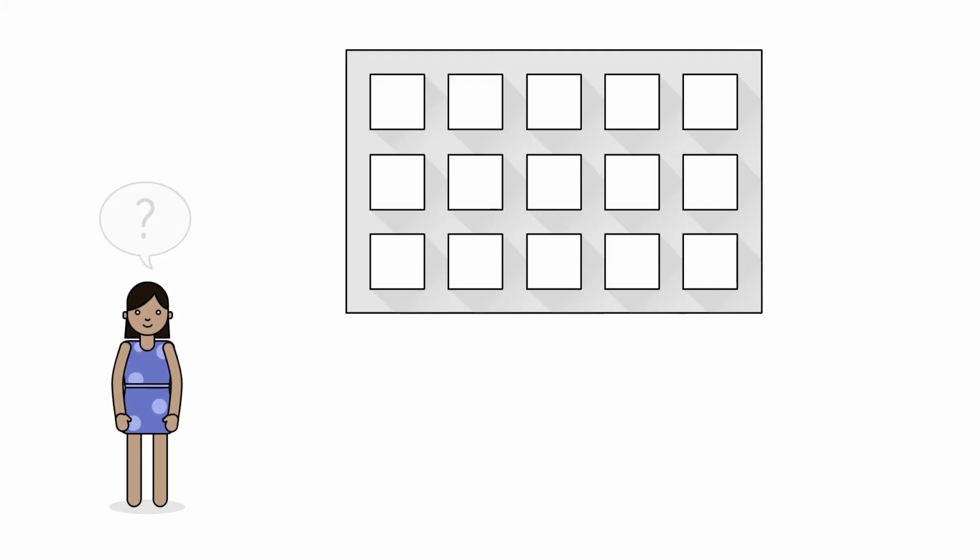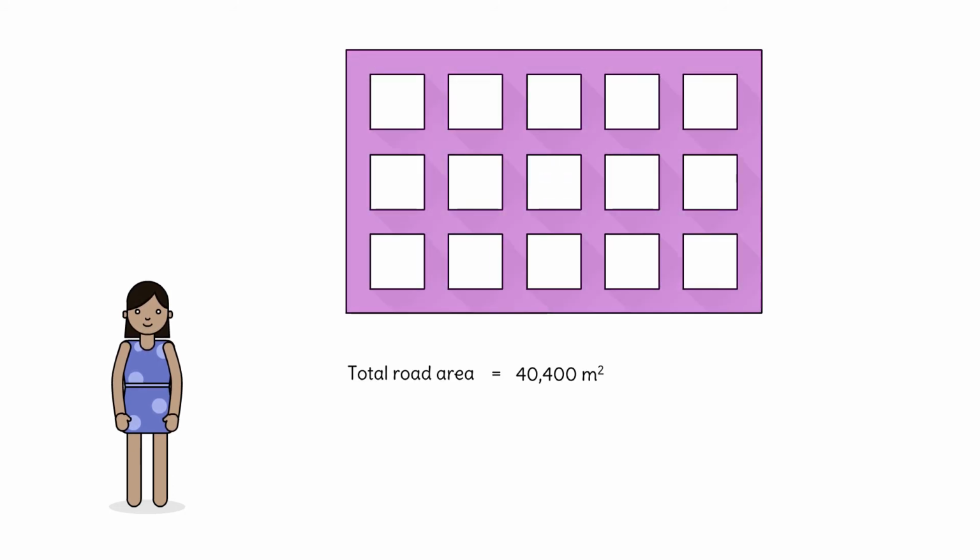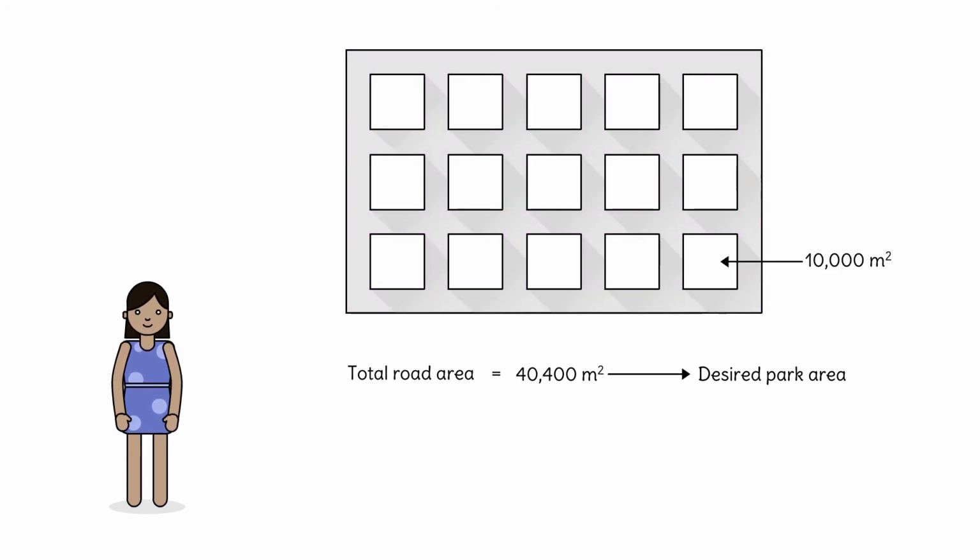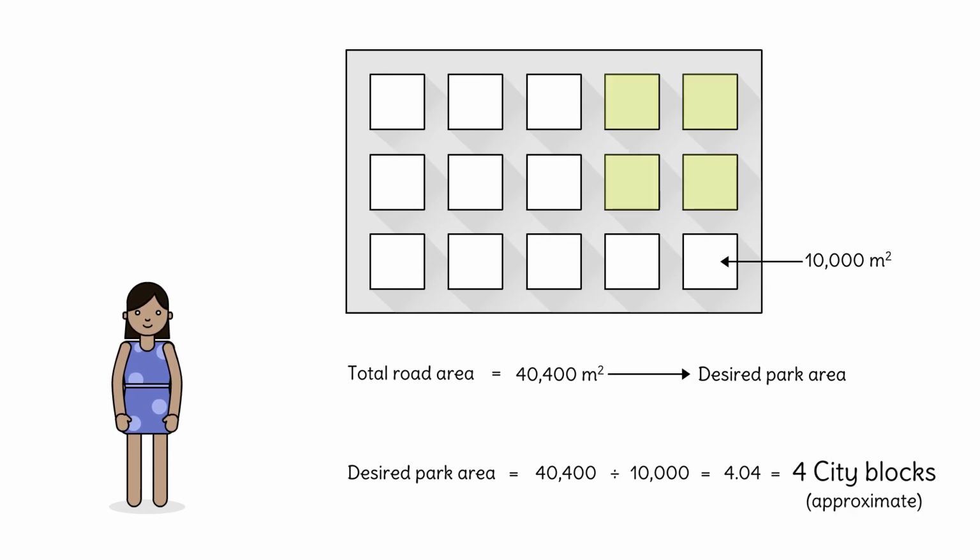Now, how many blocks does Janet need to turn into parks? The total road area is 40,400 square meters. That's our desired park area, and each block has an area of 10,000 square meters. Dividing shows us that a little more than 4 blocks have to be turned into parks.